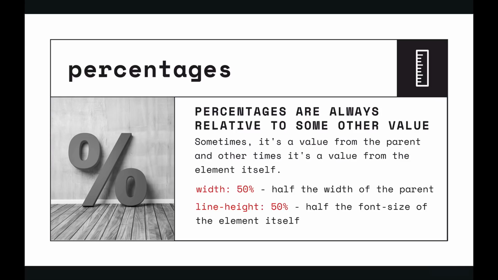Now, percentages work a little bit different with other properties. So for something like line height, if you set line height to be 50%, we are not saying 50% of the line height of the parent. We're saying 50% of the font size of the element itself. So the way that percentages work does vary. I mean, every single time it's just a percentage of some other value. But what that other value is can definitely vary, and it's best to look at the particular property you're trying to set and read the documentation.